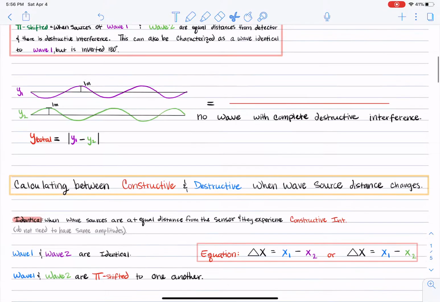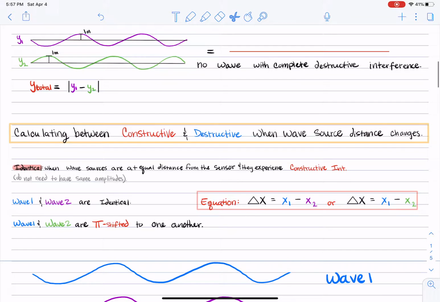So up here we had the example of the source, or the two speakers, being equal distance from the detector. Now what happens if we take those two sources, or one of the sources, and we move it so it's not equal distance from the detector? And that's what this section right here says, is calculating. We're going to calculate between constructive and destructive interference when the source distance changes from the detector.